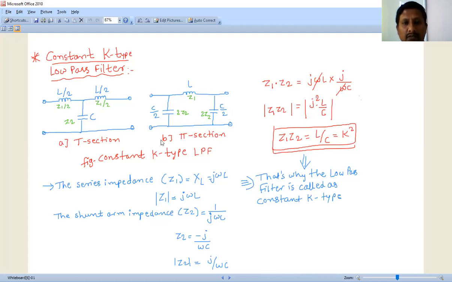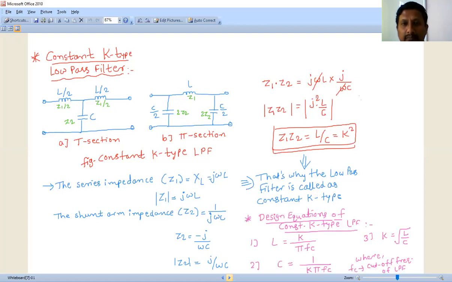Next, we proved why this low pass filter is called constant K type. The series impedance we took as Z1 equals j omega L. The shunt arm impedance we took as 1 upon j omega C. We took the magnitude and the product, and we get L by C. So L by C is a constant, that is K square. In this way we proved that this low pass filter is called constant K type.